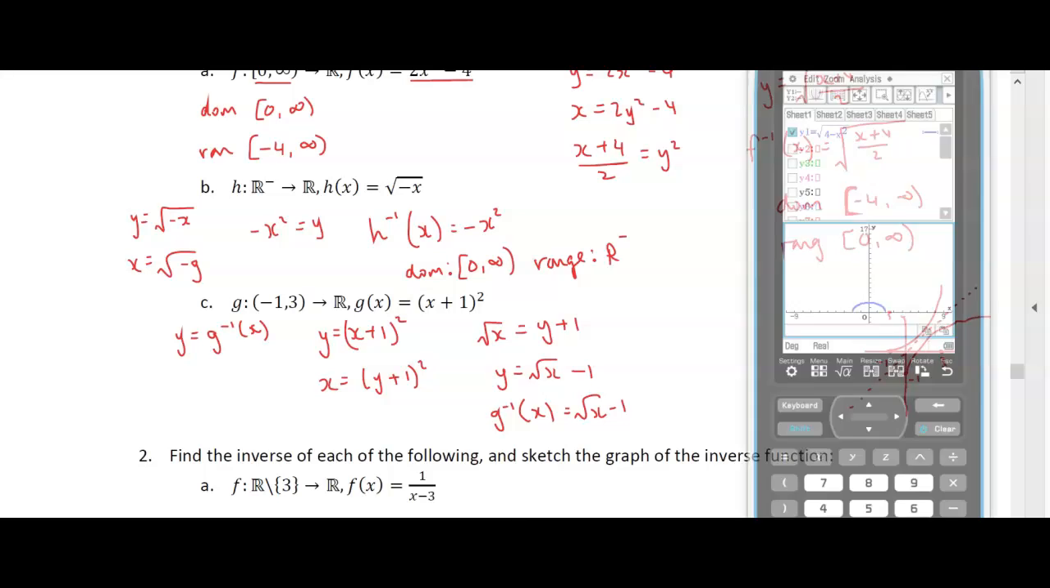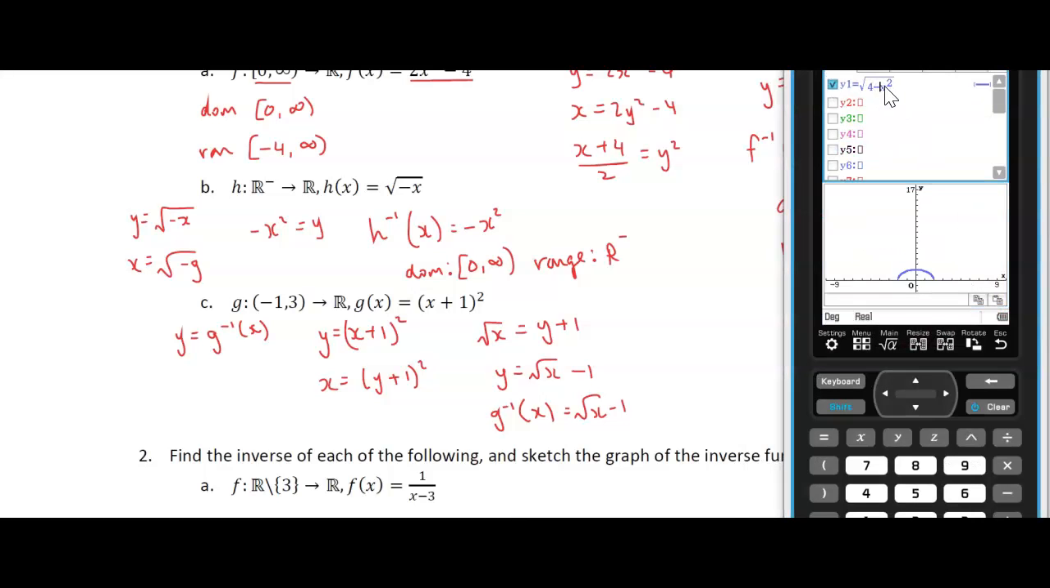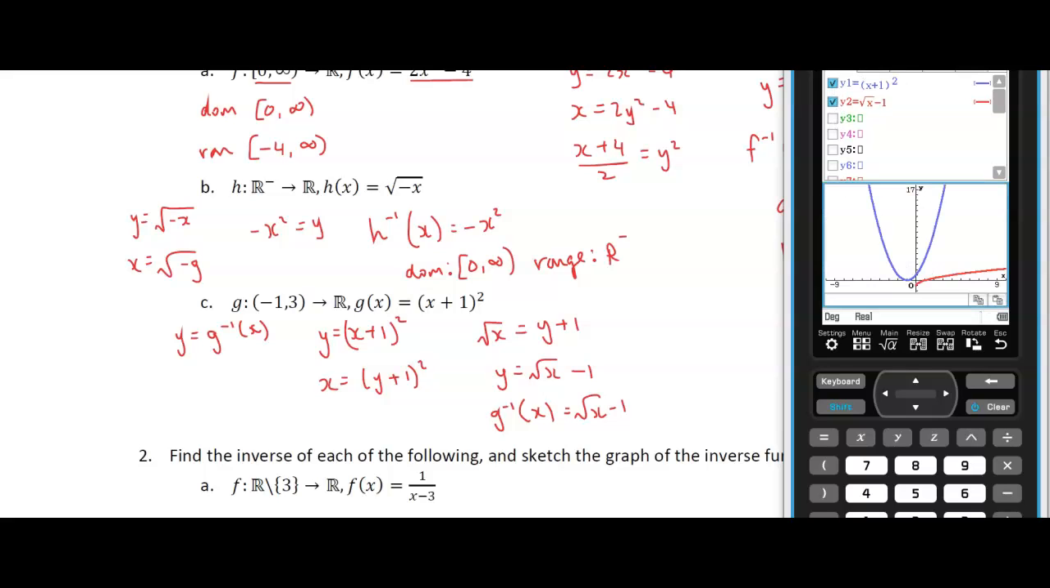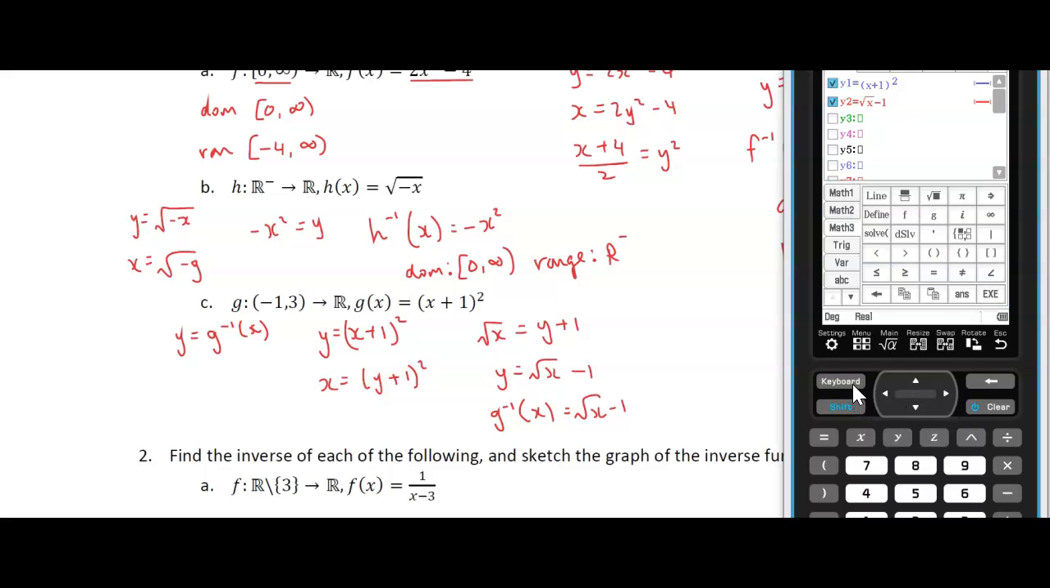Maybe I'll put it on the calculator. Might look a bit better. All right, so what did we have? Our original one was x plus 1 squared, and then we had square root of x minus 1. I want to graph both of them. Oops, I didn't restrict the domain. Let's restrict the domain. What was that? -1.